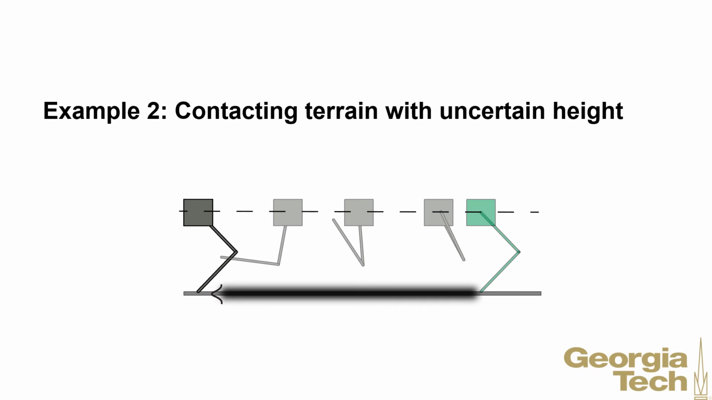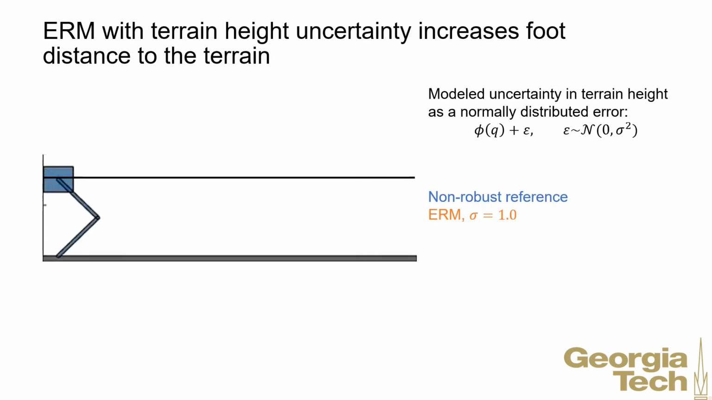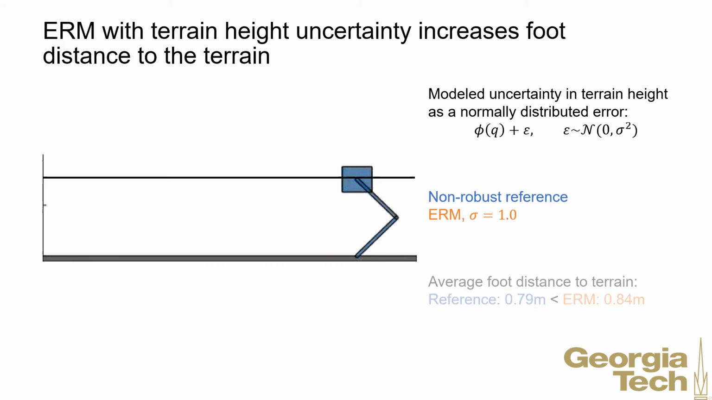In our second example, a cart is constrained on a horizontal frictionless track and must propel itself using a two-link pendulum to contact the ground. Here we assume the error in the distance to the terrain has 0 mean and a standard deviation of 1 meter. We compared the ERM-generated trajectories to a non-ERM reference and found that the ERM attempts to increase the distance between the end effector contact point and the terrain.